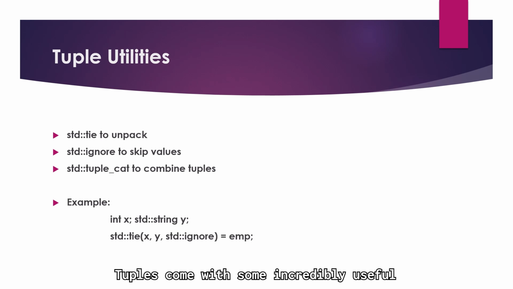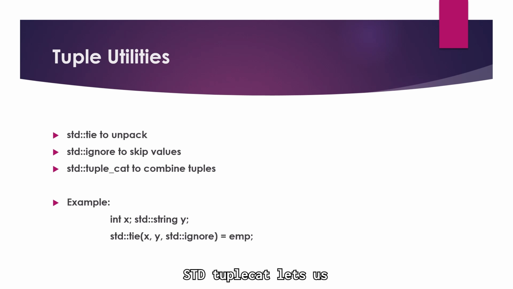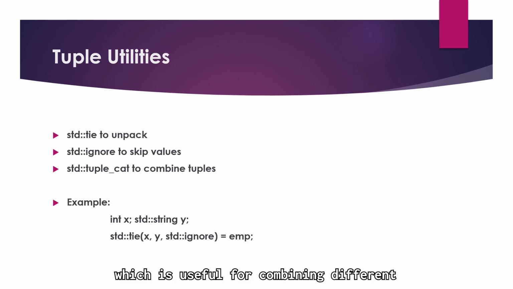Tuples come with some incredibly useful utilities. For example, std::tie allows us to unpack a tuple into individual variables, which can be very handy when dealing with function returns or complex data structures. If you don't care about certain values in a tuple, you can use std::ignore to skip them. Additionally, std::tuple_cat lets us concatenate multiple tuples into one, which is useful for combining different sets of data into a single entity.